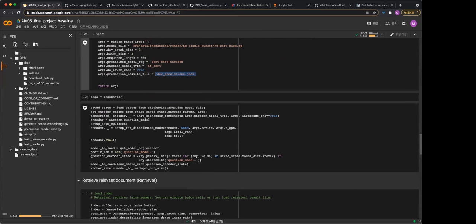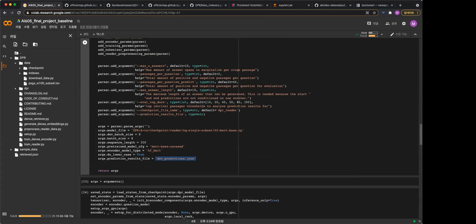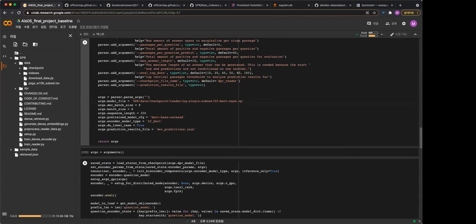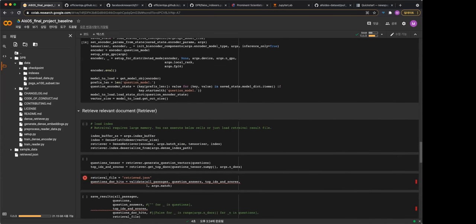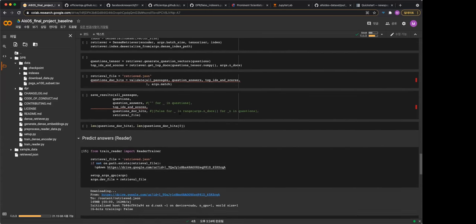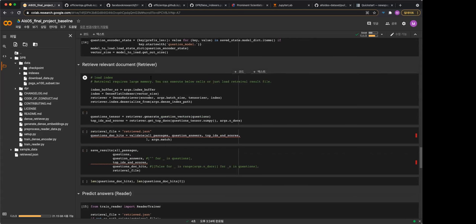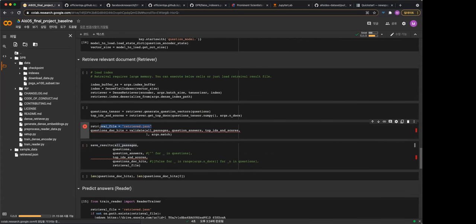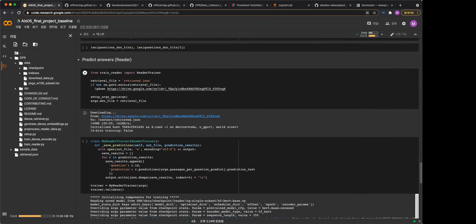This code is for loading your encoder. And you just execute with this model file path, and you can easily load your encoder and reader. This is for the retriever part, for searching the relevant documents, but it takes almost more than 15 gigabytes RAM, so Colab has some problems if your Colab is the free version. So I just made this retrieved JSON file earlier, so you can download it with this link. You can just load this.